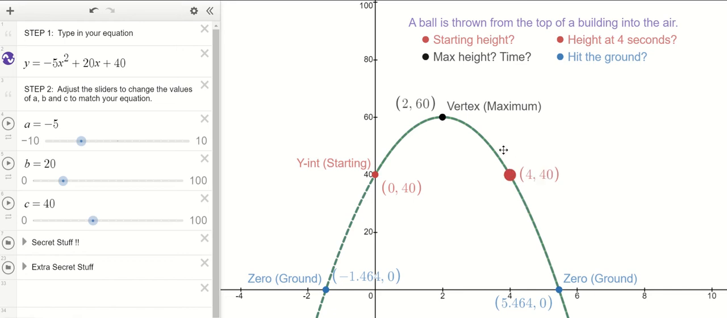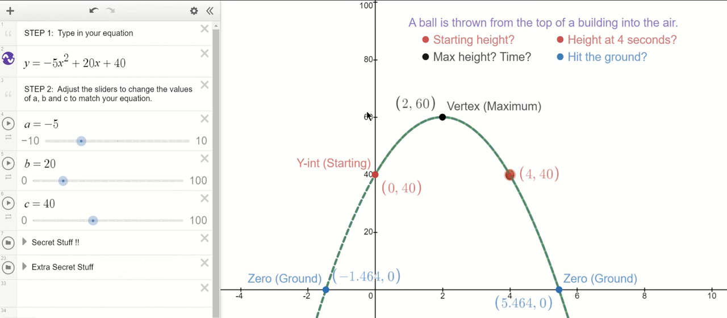And we can still drag the ball to different spots and get the same answers as before: the starting height being 40 meters, the maximum height being 60 meters at 2 seconds, and the ball hitting the ground at approximately 5.5 seconds. In fact, now you can see the exact time the ball hits the ground, 5.464 seconds.